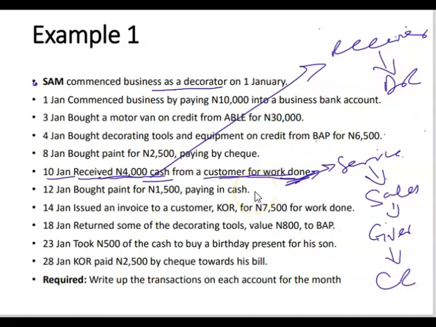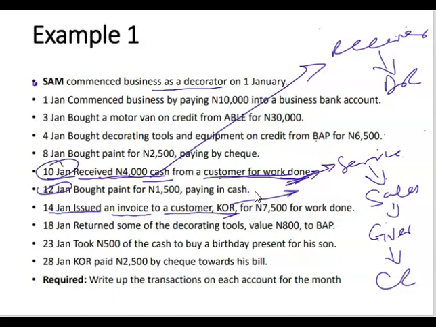Now, let's keep the transaction that happened on the 12th and let's go to the 14th of January. The business issued an invoice to a customer, Call, for 7,000 naira for work done. You issued an invoice. That means you have performed what? A service to this customer. Now, the person has not paid. That's why we are giving an invoice, which is the demand for payment.